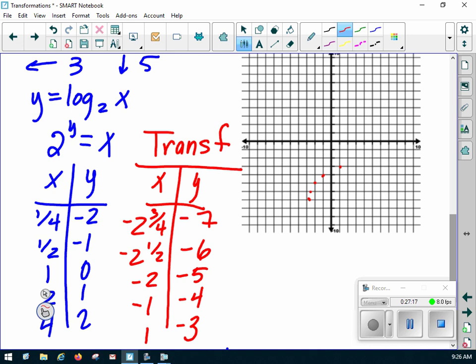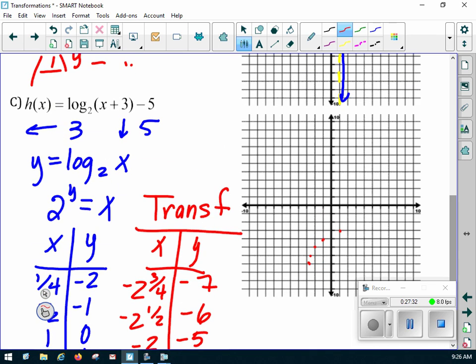Hey, we're doing pretty good. Where's your asymptote? What equals negative 3? Your vertical asymptote is x equals negative 3.